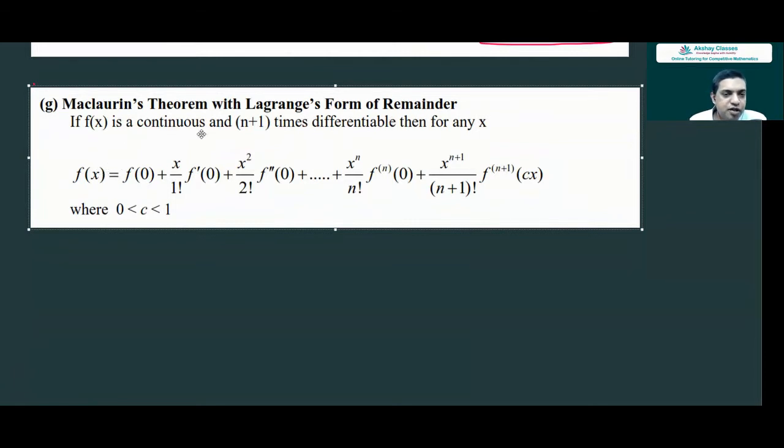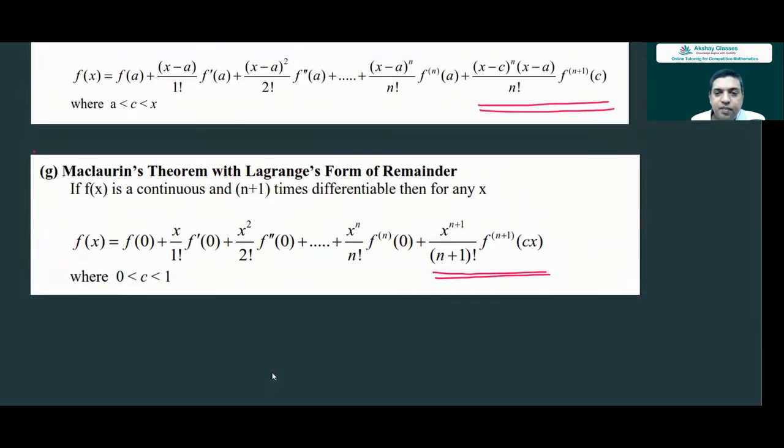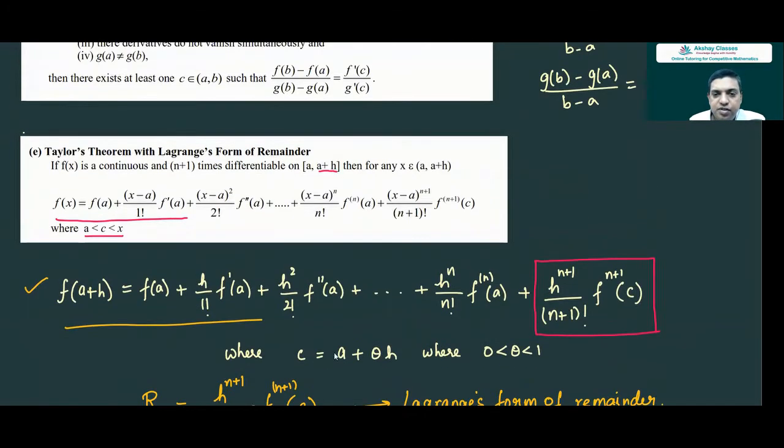So f is a continuous function and differentiable n plus 1 times. Then we get f of x is equal to f of 0 plus x by 1 factorial into f dash 0 plus x square by 2 factorial into f double dash 0, and so on, plus x power n by n factorial into the nth derivative of f at 0, plus this last term. We replace it with x power n plus 1 by n plus 1 factorial into the n plus first derivative at c. So not x, just at c.